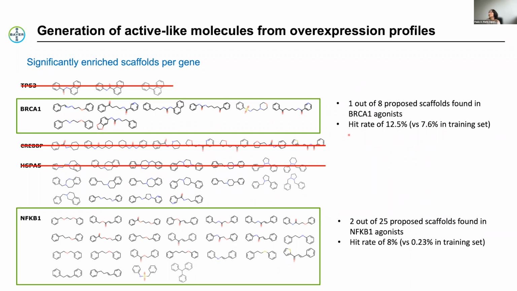And this is, I think, remarkable because we're really proposing scaffolds from scratch without any information before. And for NF-kappa beta, we proposed 25 scaffolds, 2 of which were found in agonists, giving a hit rate of 8%, which is also considerably higher compared to the hit rate that we would find in the training set.